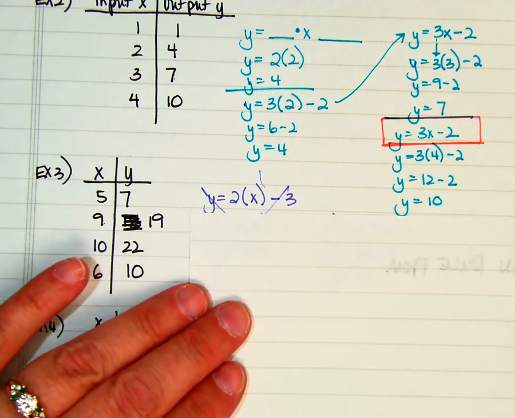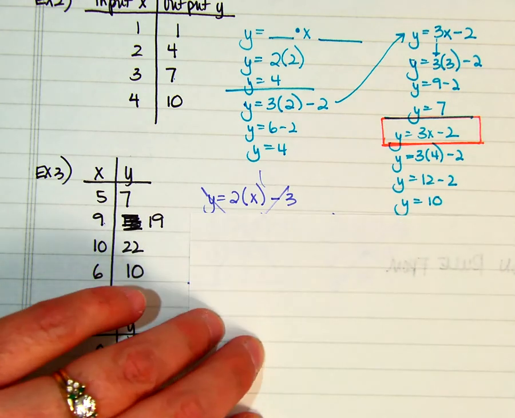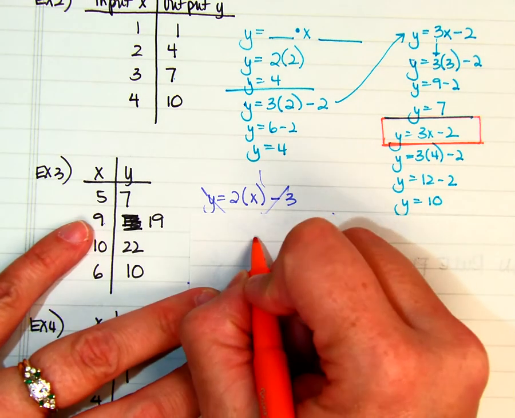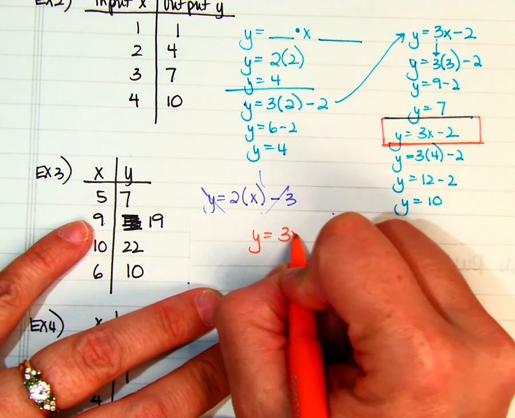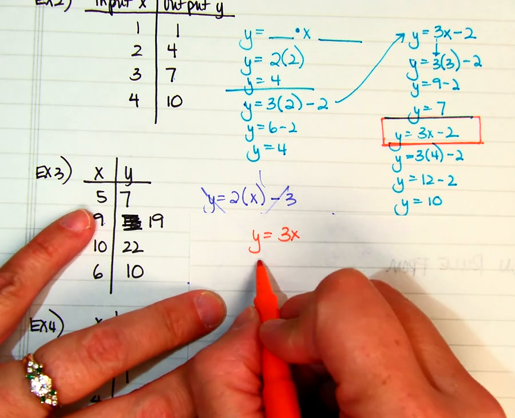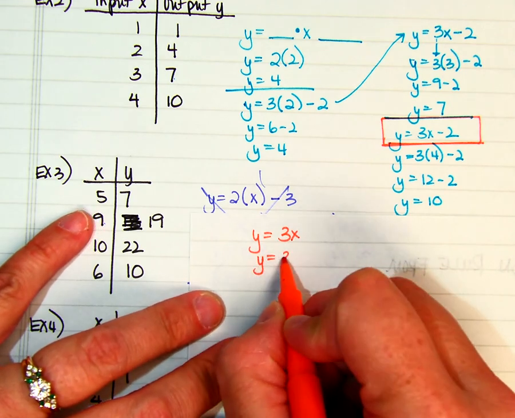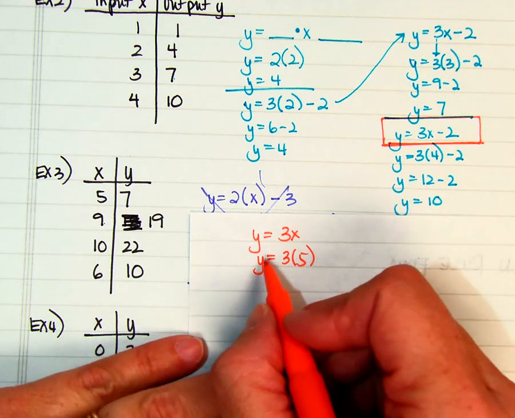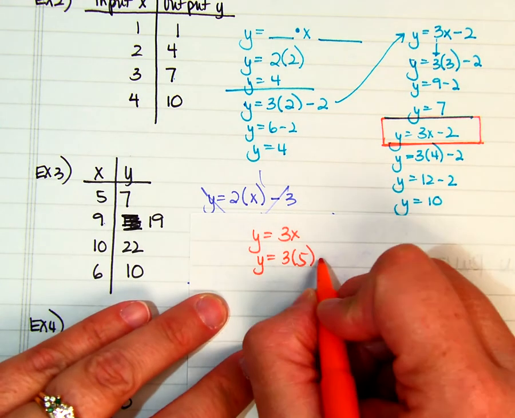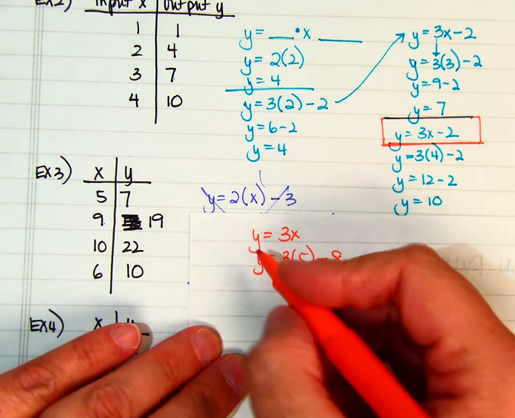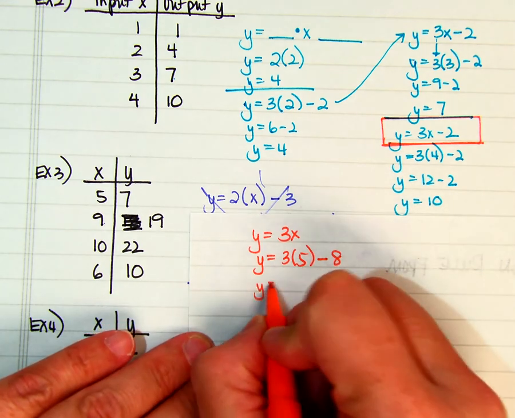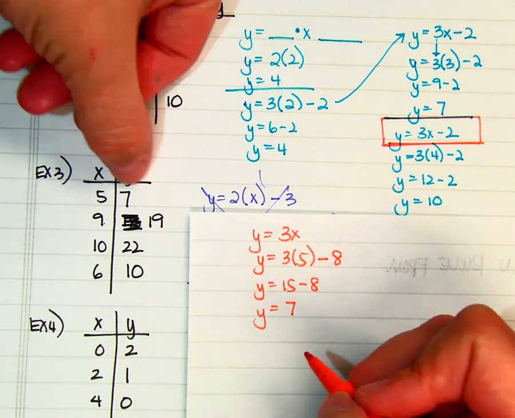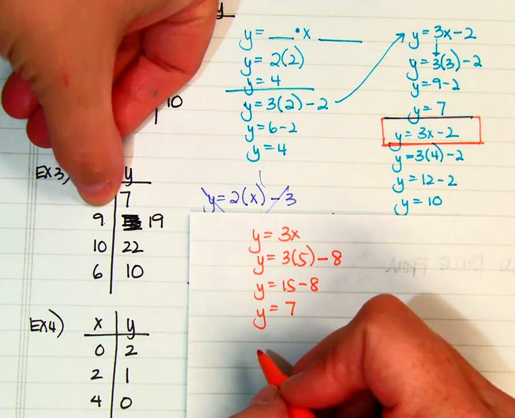Okay, so that last one we tried that didn't work is y equals 2 times my input. So let's try 3 times the input. So 3x, so y equals 3 times my 5. And I'm looking for an output of 7. So if I have 15, I'm going to have to subtract 8, which gives me y equals 15 minus 8. So y equals 7. So that works for that one. Go to the next one.